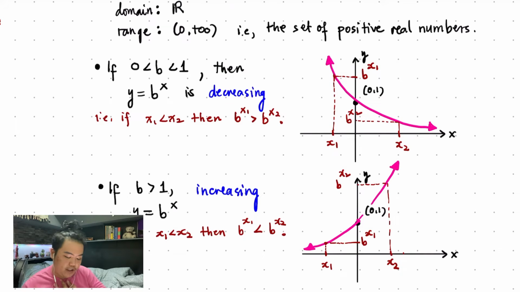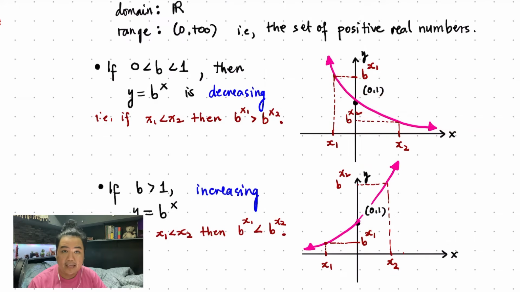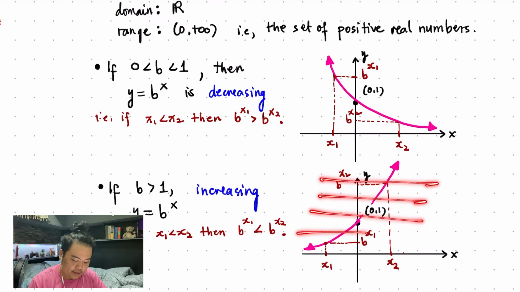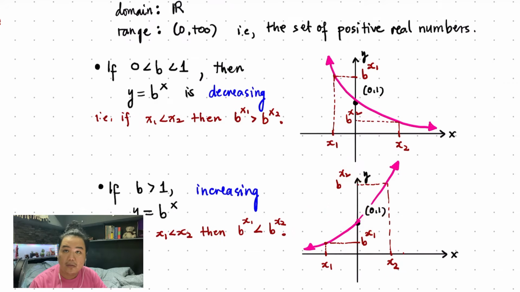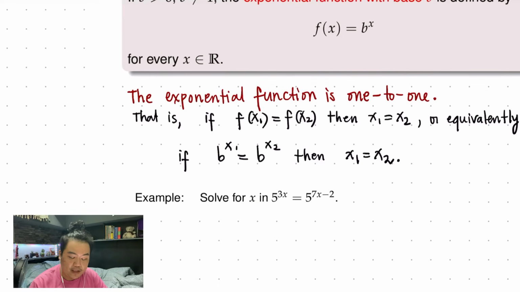Or, pwede nating i-apply yung horizontal line test. So, a function is 1-to-1 if any horizontal line intersects the graph of the function at exactly 1 point. So, dito, kahit anong horizontal line intersects the graph at exactly 1 point, dito naman, ganun din. So, it is 1-to-1. So, the exponential function is 1-to-1.